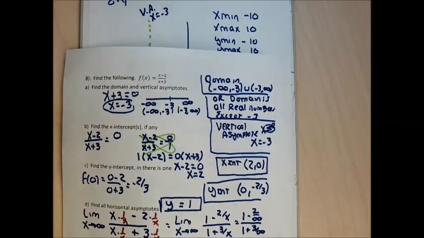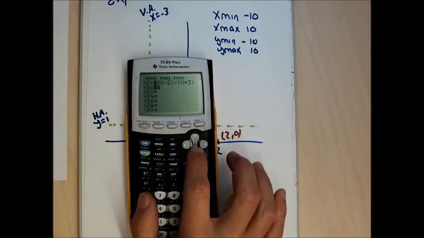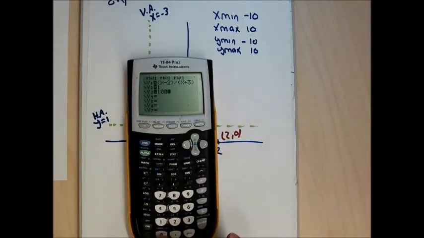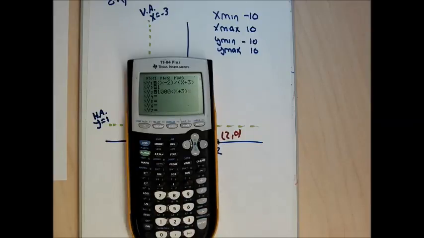The vertical asymptote's not a function. Technically, my calculator doesn't know how to draw it. But I can cheat: take the denominator, which was x plus 3, and multiply it by 1,000, and that's going to look like my vertical asymptote. Now I'm going to hit graph. There's my vertical asymptote, and let me sketch this graph.